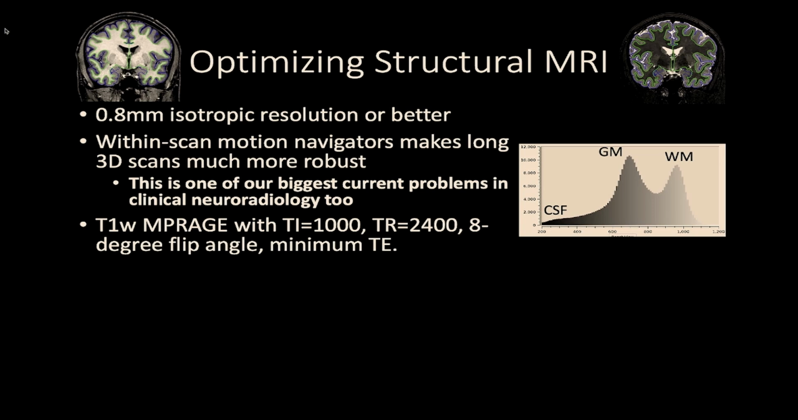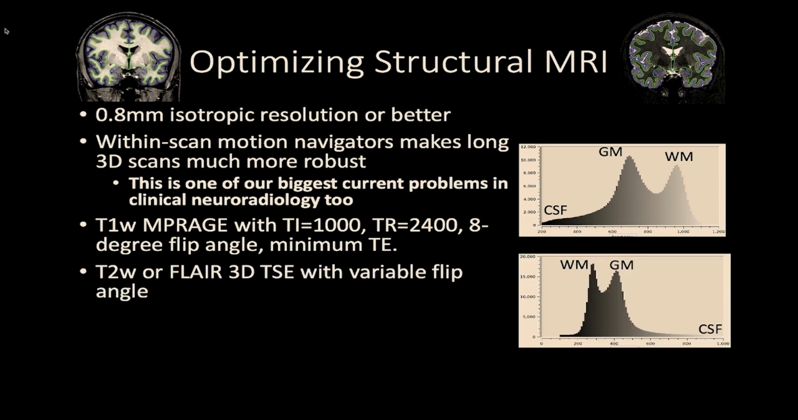Contrast parameters are also things to consider here. If you want to have an easy job segmenting the brain into CSF, gray matter, and white matter, you want your tissue peaks to be roughly equidistant from each other. We see our gray matter is about halfway between our CSF and our white matter, and for our MPRAGE, these parameters do a nice job of getting you there.